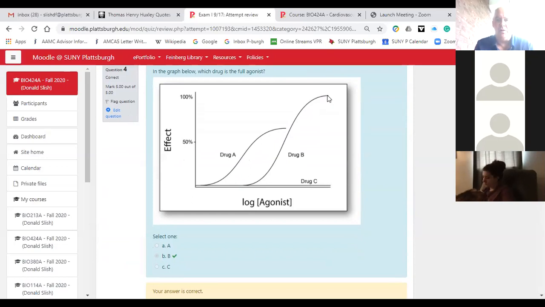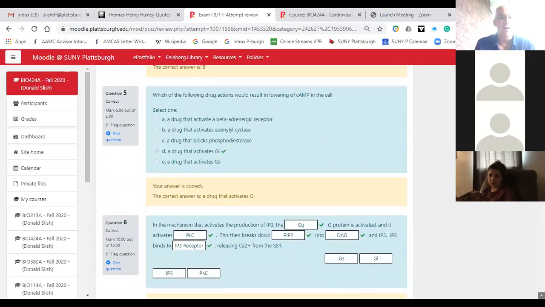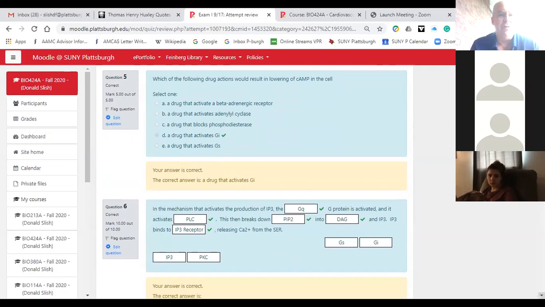So full agonist would be this one because it goes all the way up to 100. Which of the following drug actions would result in lowering of cyclic AMP in the cell? So most of these are raising cyclic AMP. Activating Gi lowers cyclic AMP.